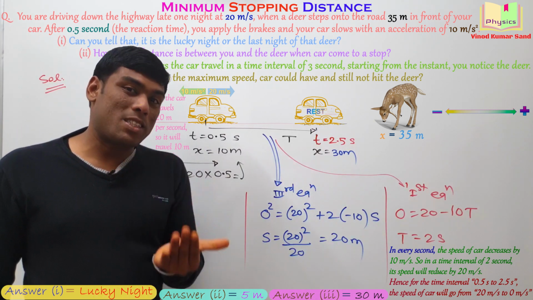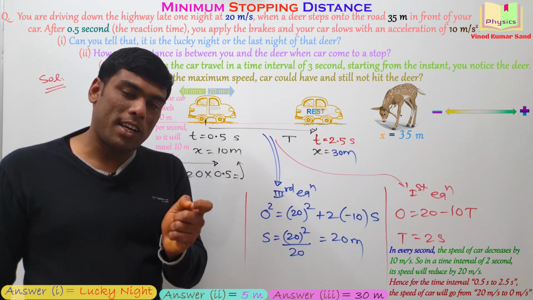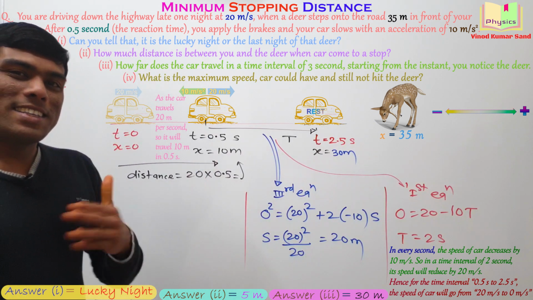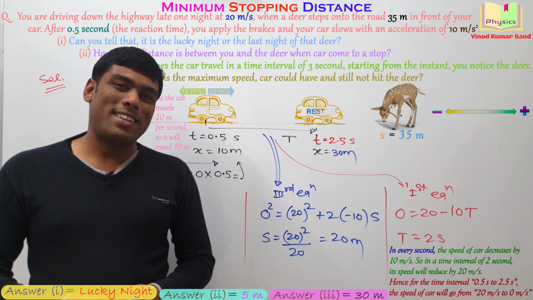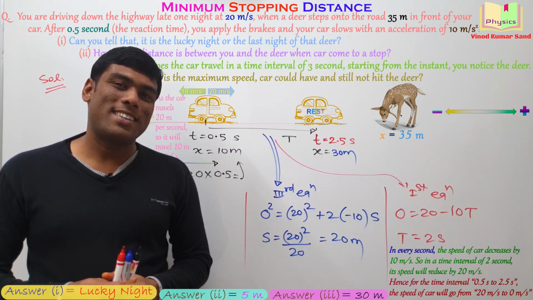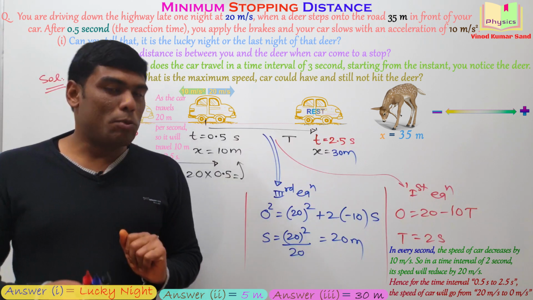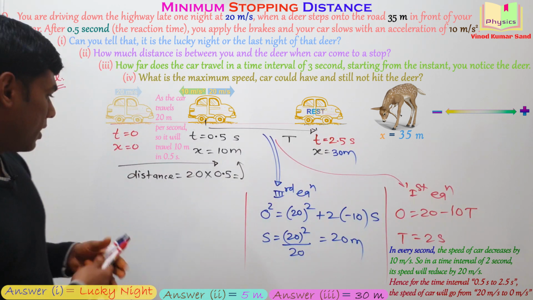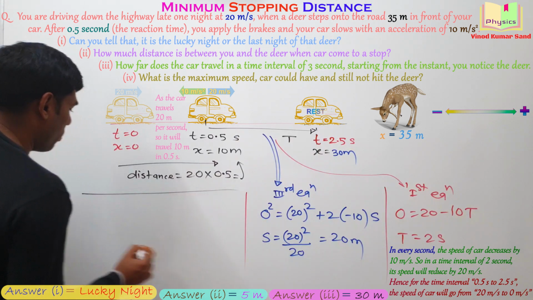Okay. Now there comes the last part of the question. What could be the maximum speed at which you can drive the car and yet it is the lucky night for the deer? Can you think how to operate the last part of this question, the fourth part? Actually, computation is simple. I'll do that here. You just pay attention for the fourth part.